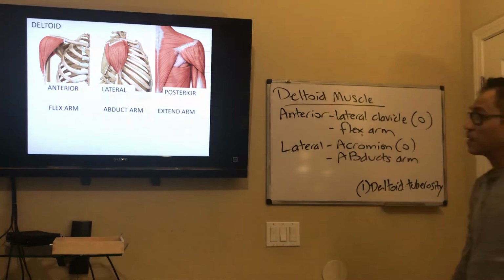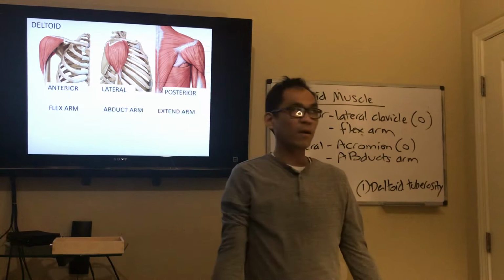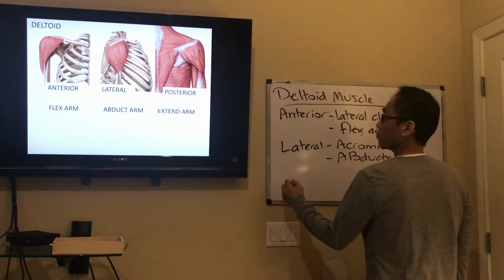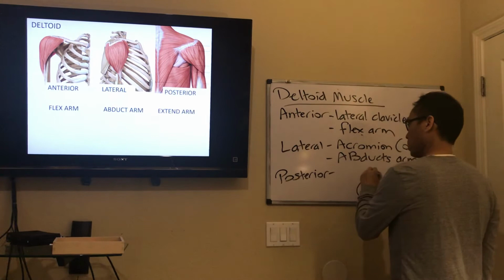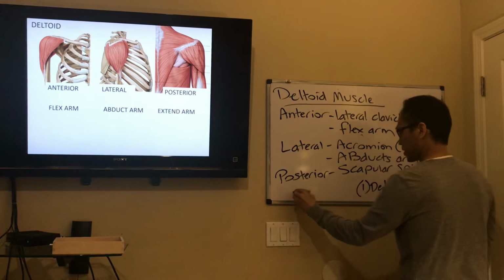In the posterior part, these fibers there, they're originating on the scapular spine. Again, inserting on the deltoid tuberosity, they can help extend the arm, bring it back. Posterior part originates from the scapular spine. That's the origin for that. Helps to extend the arm.